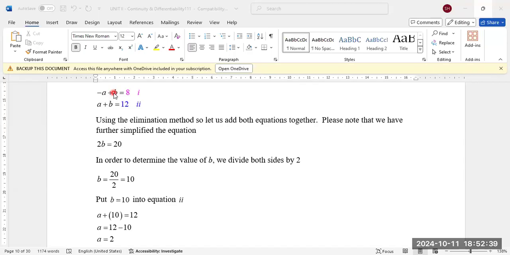So therefore, I'm going to be adding both equations. And when I add both equations, you'll recognize that negative A will cancel out with positive A. Those two go to 0. So that's why we talk about the elimination method, because I'm eliminating one of the variables to work out the other variable, and then working back to get the other variable.